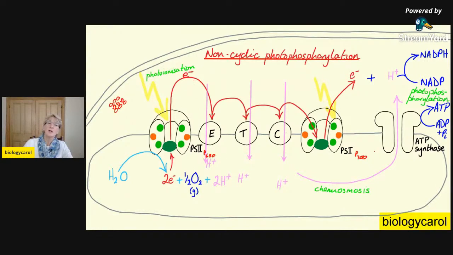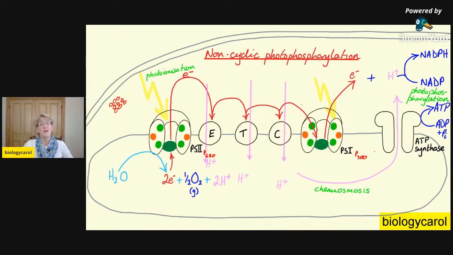Don't worry too much about the fact that I have just had one electron leaving. In fact, if I'm being strictly honest, it will be 2 electrons leaving and 2 replace them. But don't get hung up about the number of electrons. You just need to be able to say that an electron or electrons leave the chlorophyll and they are replaced by the photolysis of water.